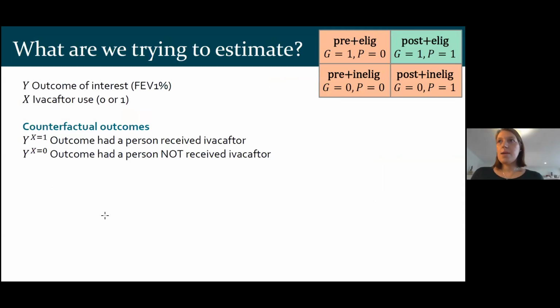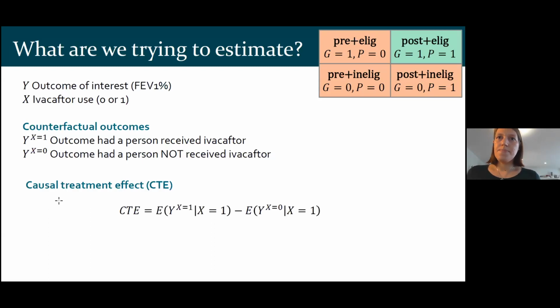So the first thing we wanted to do is to define clearly what exactly it is we're trying to estimate. So just introducing a bit of notation here. Y is our outcome, and let's think of a continuous outcome, the main outcome of lung function measured using FEV1 % predicted. And X is denoting our treatment variable, so that's 0 or 1. And then we're defining these counterfactual outcomes. So Y superscript X equals 1 is the counterfactual outcome had a person received ivacaftor, and Y superscript X equals 0 is the counterfactual outcome had a person not received ivacaftor. And we only observe people obviously under one of those conditions.